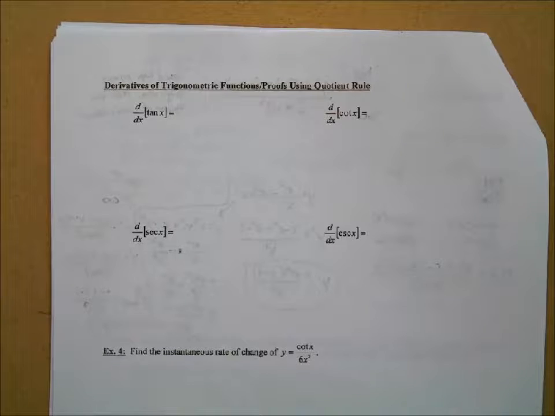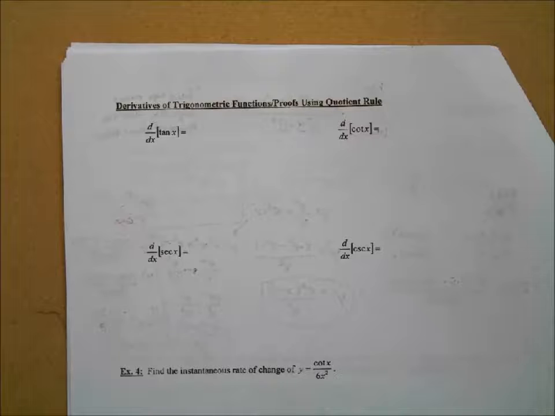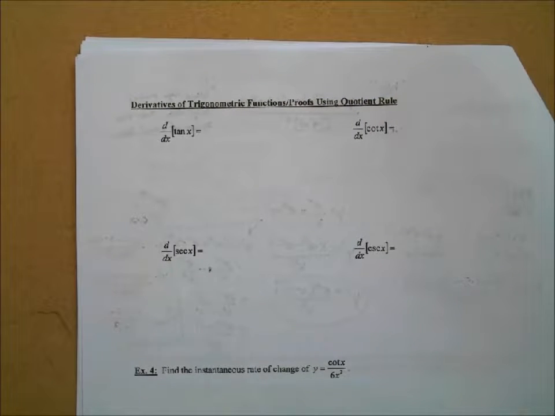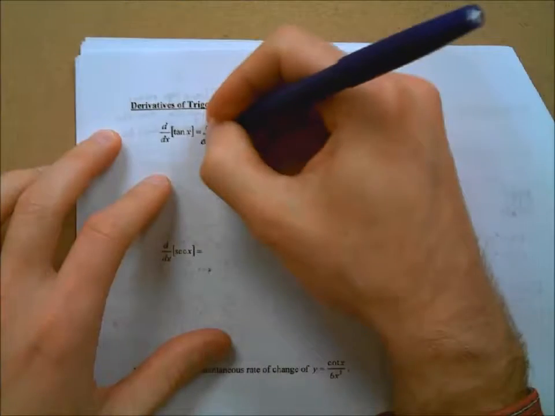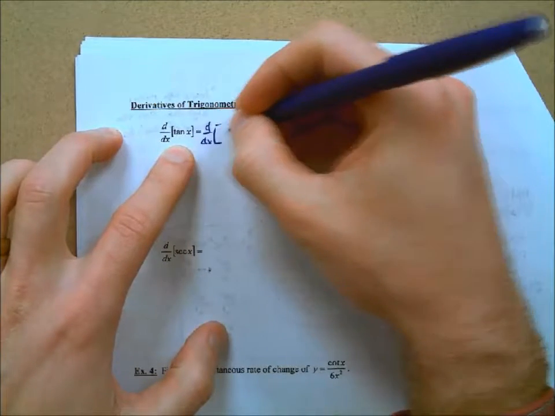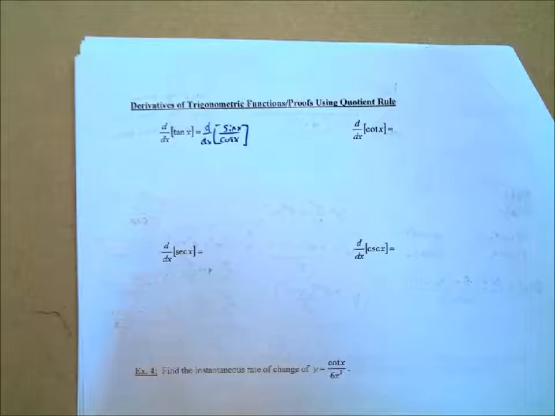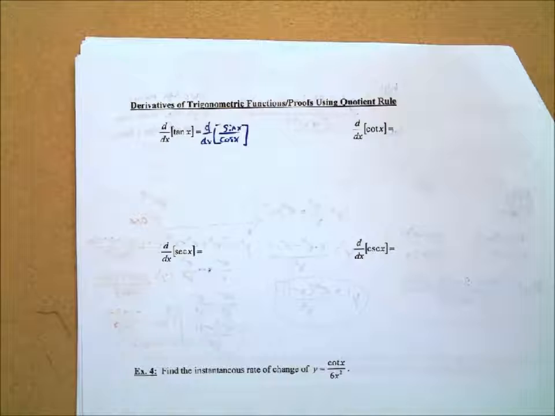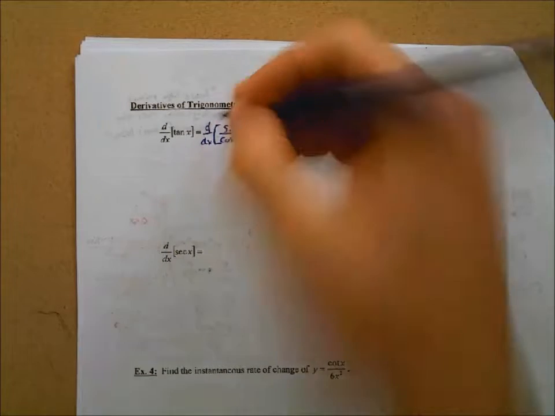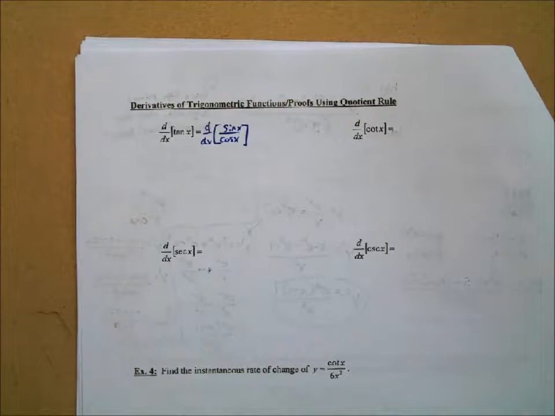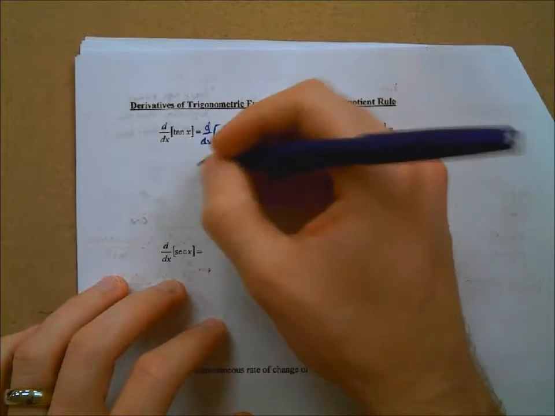How can we rewrite tangent, for example, as a quotient? The tangent is a quotient of what? Sine over cosine. So taking the derivative of tangent with respect to x is the same thing as taking the derivative of sine of x over cosine of x with respect to x. This is helpful because while we do not know the derivative of tangent, we know the derivative of sine, the derivative of cosine, and the quotient rule. So we can take the derivative of this thing that's equivalent to tangent using the quotient rule.